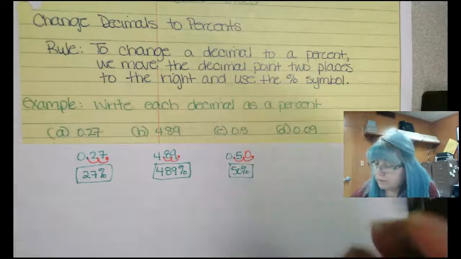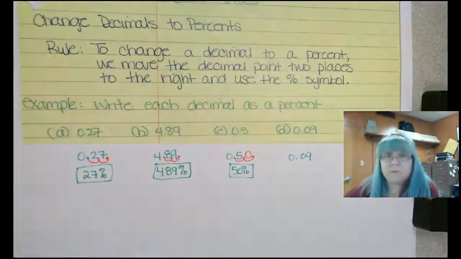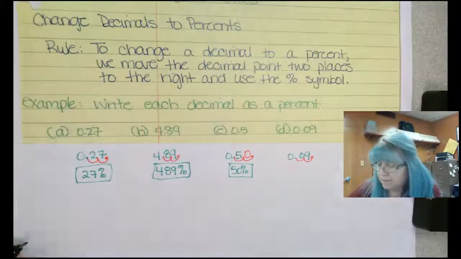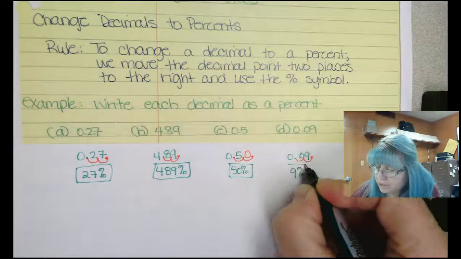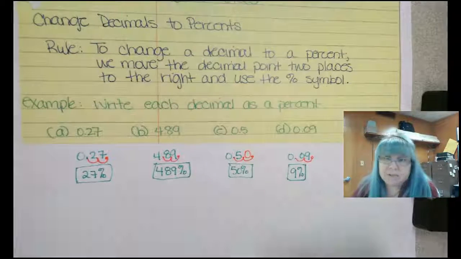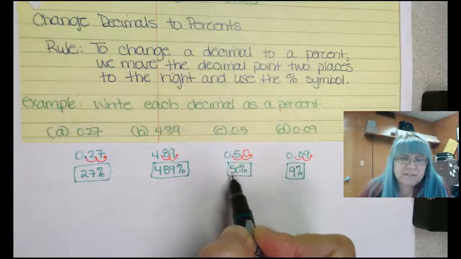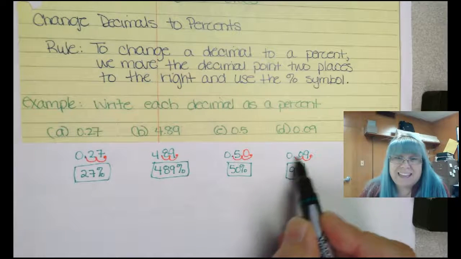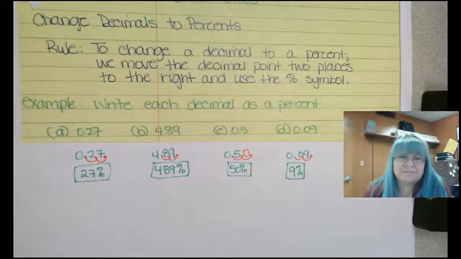Last one. 0.09. Let's move the decimal 2 positions. 1, 2 to the right. That gives me 9%. No, you don't keep the leading zeros. You keep that trailing 0, because 5% is definitely different than 50%. But you don't keep the heading zeros that come before the 9.